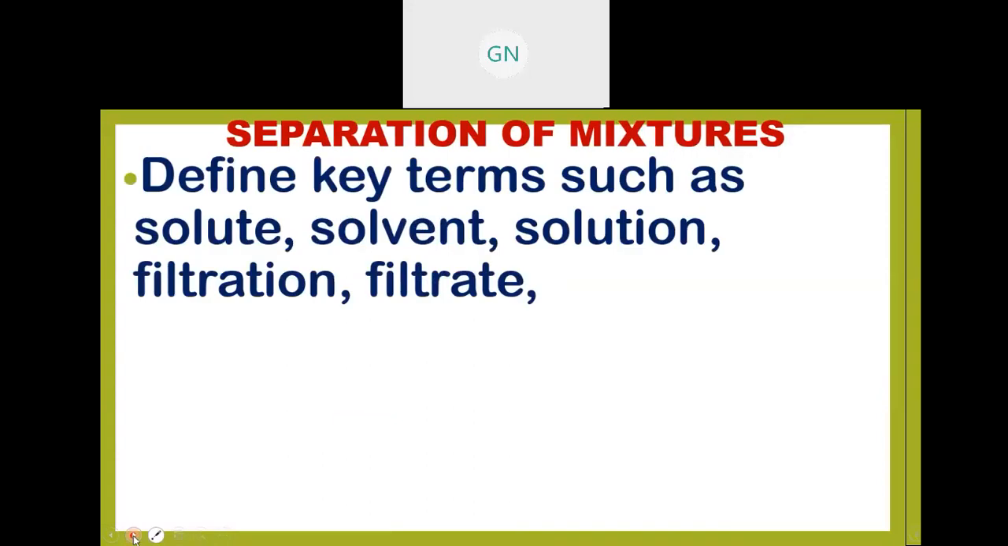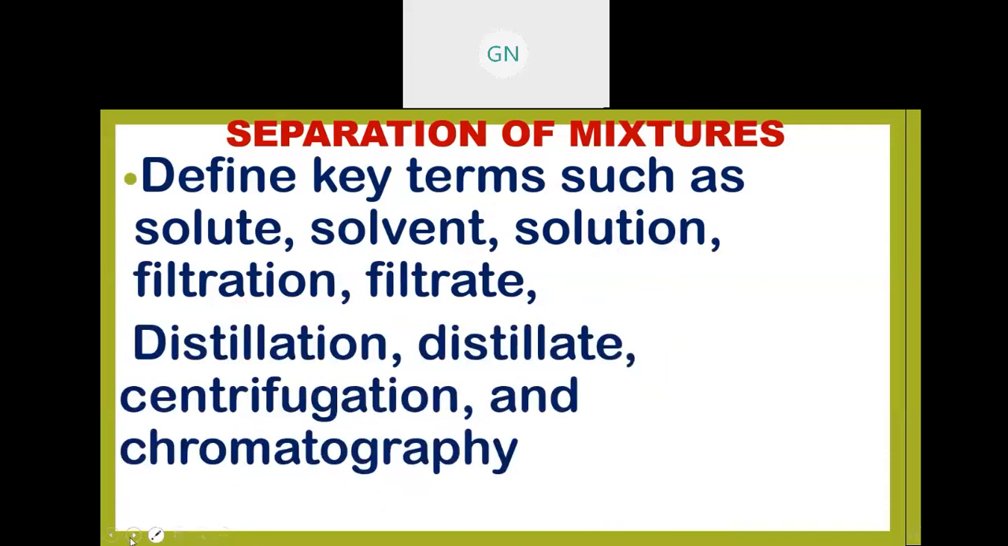Before we go into the class, we should know about the separation of mixtures. We have different methods to separate the components. So how do we identify the particular method for a mixture? Define key terms such as solute, solvent, solution, filtration, filtrate, distillation, distillate, centrifugation, and chromatography. These are the terms.